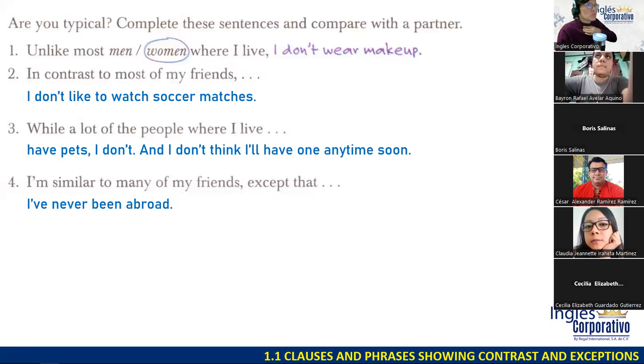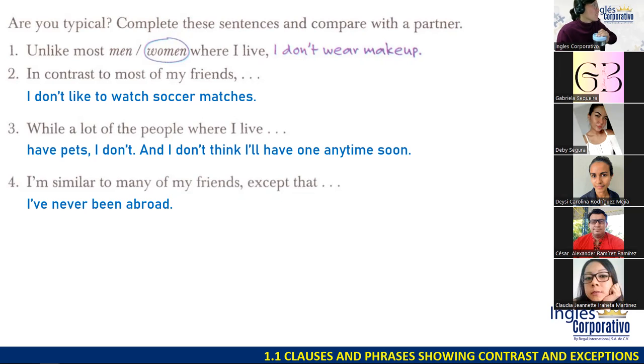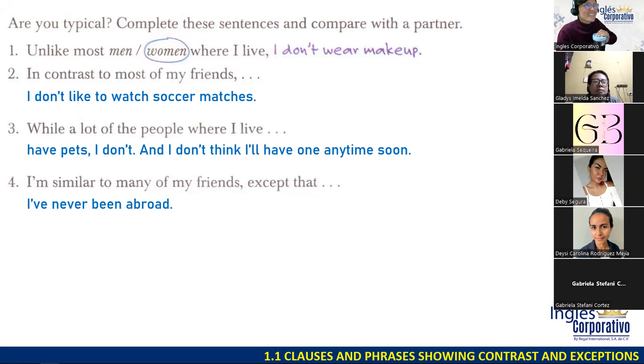Debbie Natalia Segura Ramos. Present, miss. Thank you, Debbie, gracias. Daisy Carolina Rodríguez Mejía. Present, teacher. Thank you, Daisy. Gabriela Lori Sequeira Bernal. Present. Gabriela Stephanie Cortese Martinez. I'm here, teacher. Thank you. Gladys Imelda Sánchez Castro. I'm here, teacher, but I don't... Castro. Only Sánchez. Okay, very good.